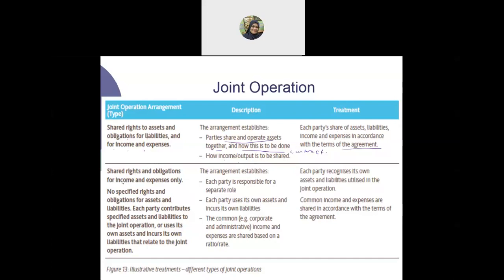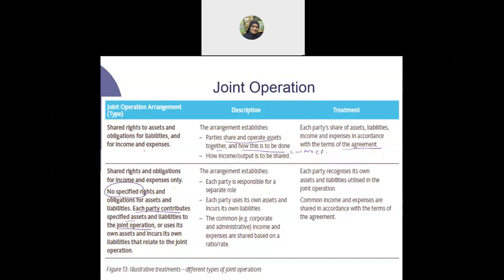Shares of rights and obligations for income and expense only, with no specific rights and obligations for assets and liabilities. Each party contributes specific assets and liabilities to the joint operation or uses its own assets and incurs its own liabilities that relate to the joint operation. It means that A and B come up with a C, and they are going to use their own assets to operate for C.